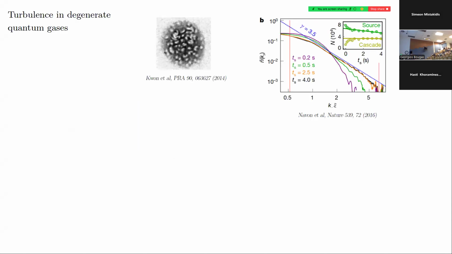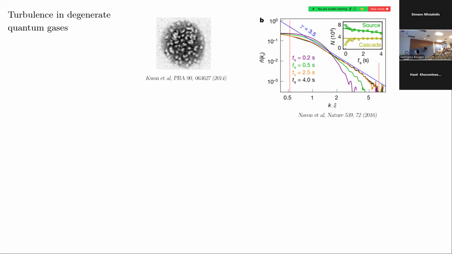Now, so far what I have been talking about is classical, right? But turbulence has actually been observed in quantum systems, in quantum degenerate gases. And one can ask the question, okay, why should we complicate our lives even more? It's already a complex phenomenon. Why should we go to a quantum regime, right? But I will try to explain why, first of all, you observe turbulence, and second, why it's important to observe this in a quantum gas.